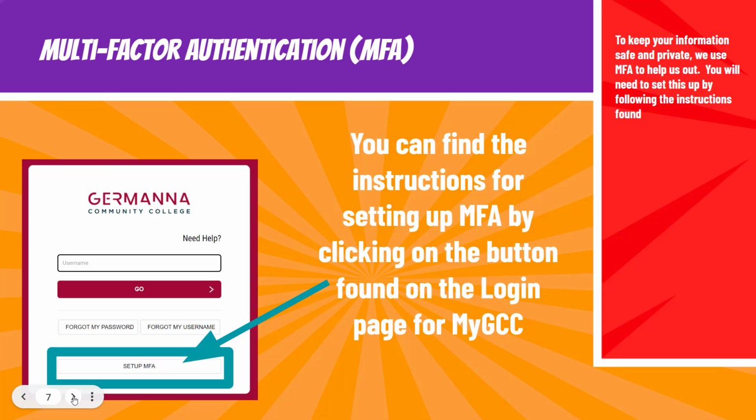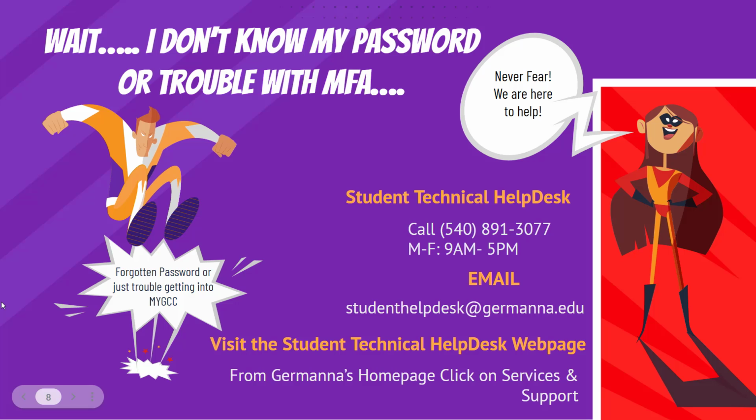You're also going to be asked to set up MFA. MFA is an acronym for multi-factor authentication. You're going to be able to find the instructions for that by clicking on the button that says Set Up MFA. If you don't know your password and you're having trouble with MFA, don't fear. We are here to help you. You can call the Student Technical Help Desk Monday through Friday from 9 to 5, or you can send an email at studenthelpdesk@germana.edu. You can also visit the Student Technical Help Desk webpage, which can be found from Germana's homepage.